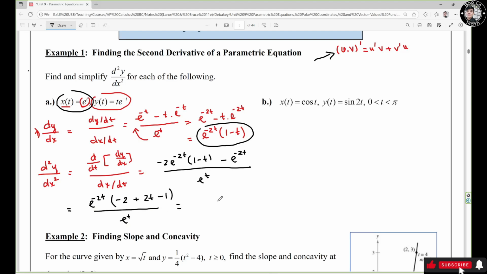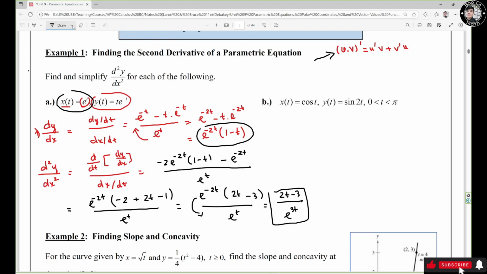So this turns out to be e to the negative 2t times 2t minus 3, over e to the t. I bring this down, so this turns out to be 2t minus 3 over e to the 3t. This one is the final answer.